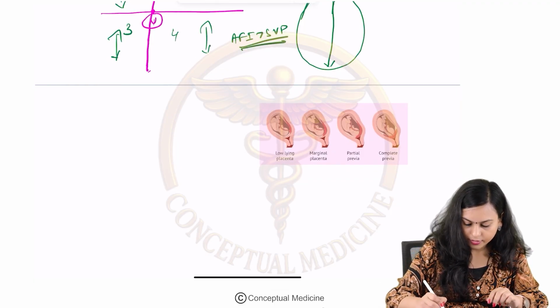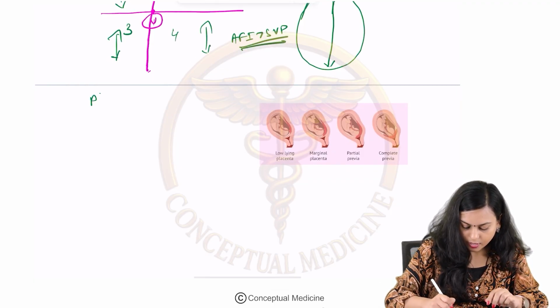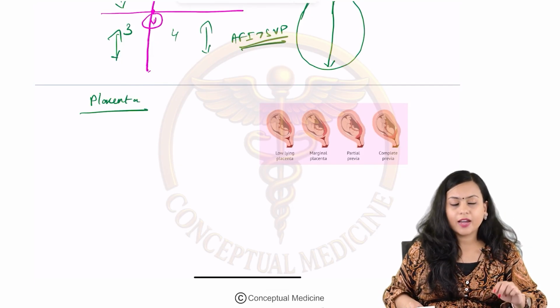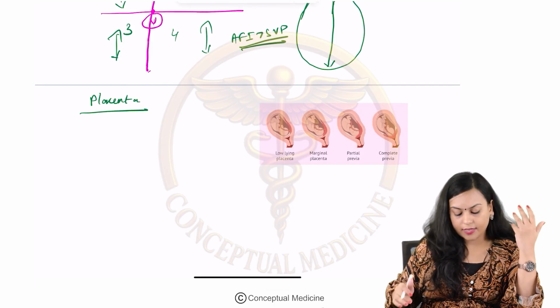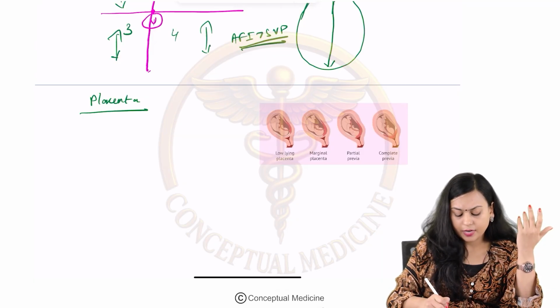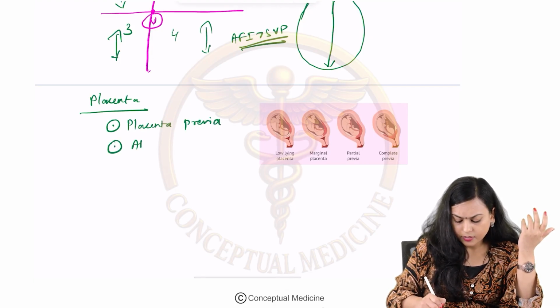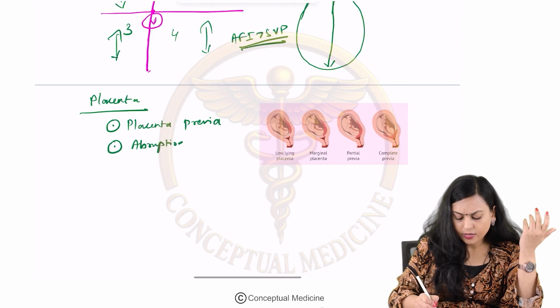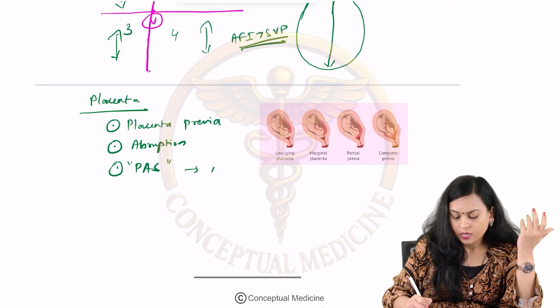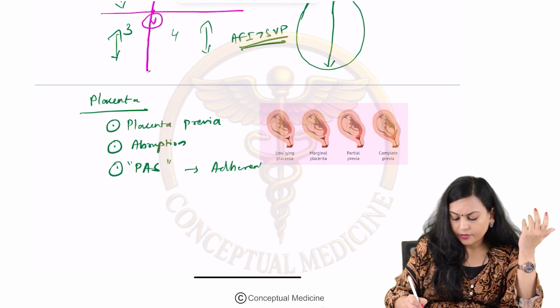And then we have to see about the placenta. If you take the placenta, we have to make out so many things, like whether there is a placenta previa, or abruption, or even a placental accreta spectrum disorder. In common words, we can say if there is an adherent placenta or so.